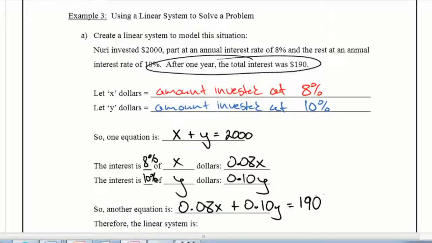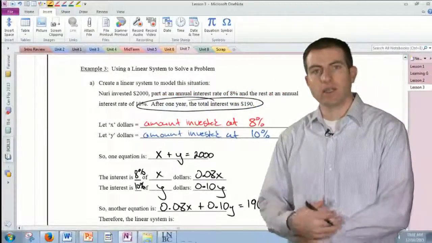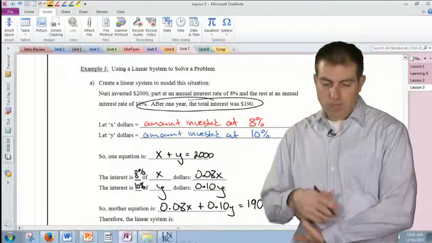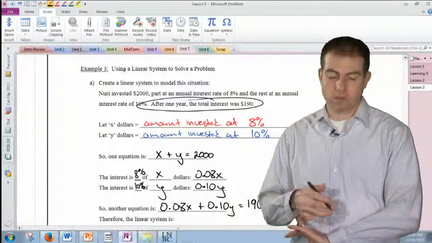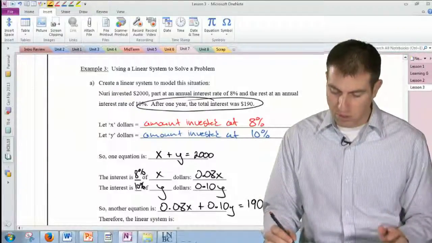So that perhaps is maybe the trickier part of this question, is trying to figure out how to use that second bit of information, that $190. And there's many ways to do these questions. There's no one correct way. This is just maybe one way to do it.